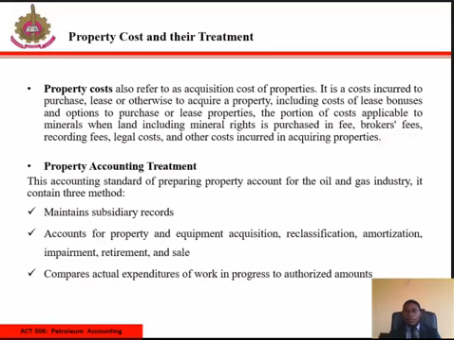Now, accounting for property and equipment: acquisition or reclassification, amortization, impairment, and retirement and sales. That is the second accounting treatment for property cost. The third one is we are to compare actual expenditure of work in progress to authorized amount.